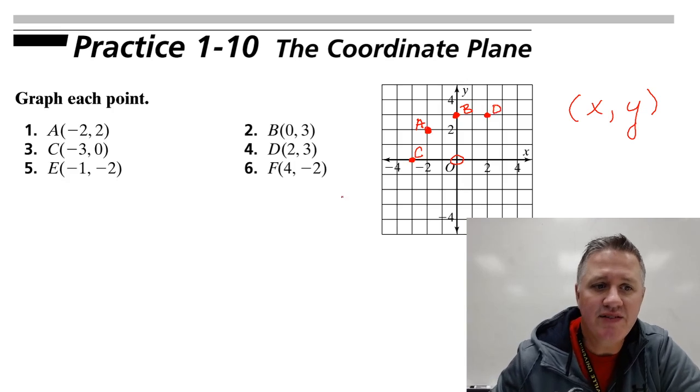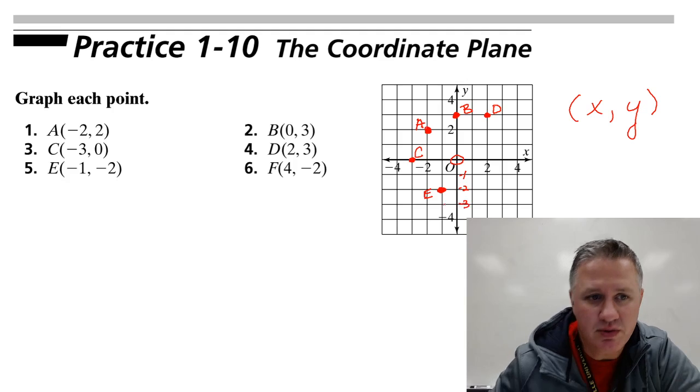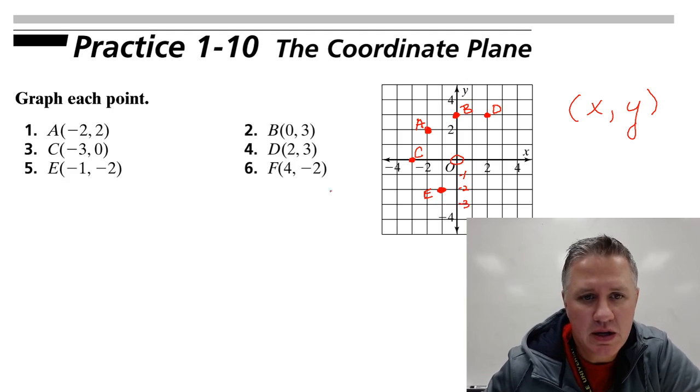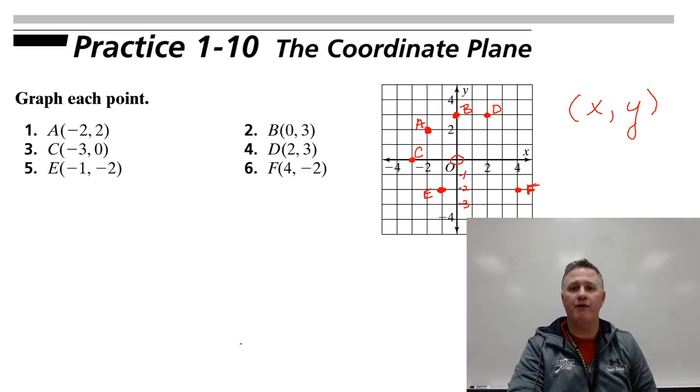All right. 5 is on -1, -2. And if it helps you label the number line like this, you could label it -1, -2, -3 to help you realize where the points are. 6, F is on 4, -2. 4, -2 is down here. So I'm done. Check your answers out and make sure that your graph looks like my graph.